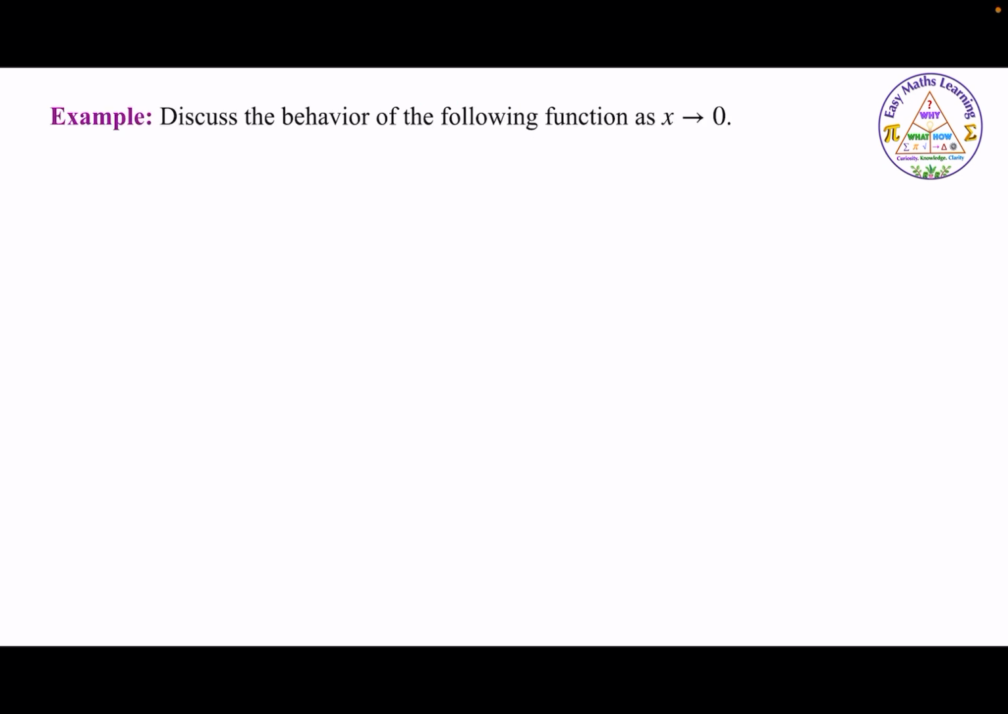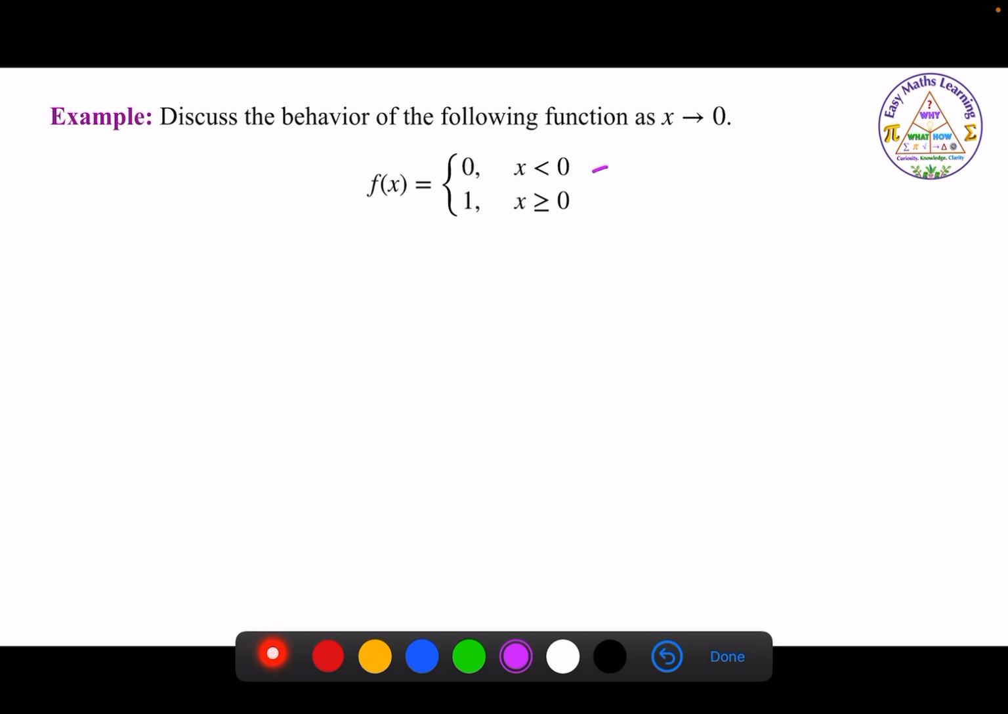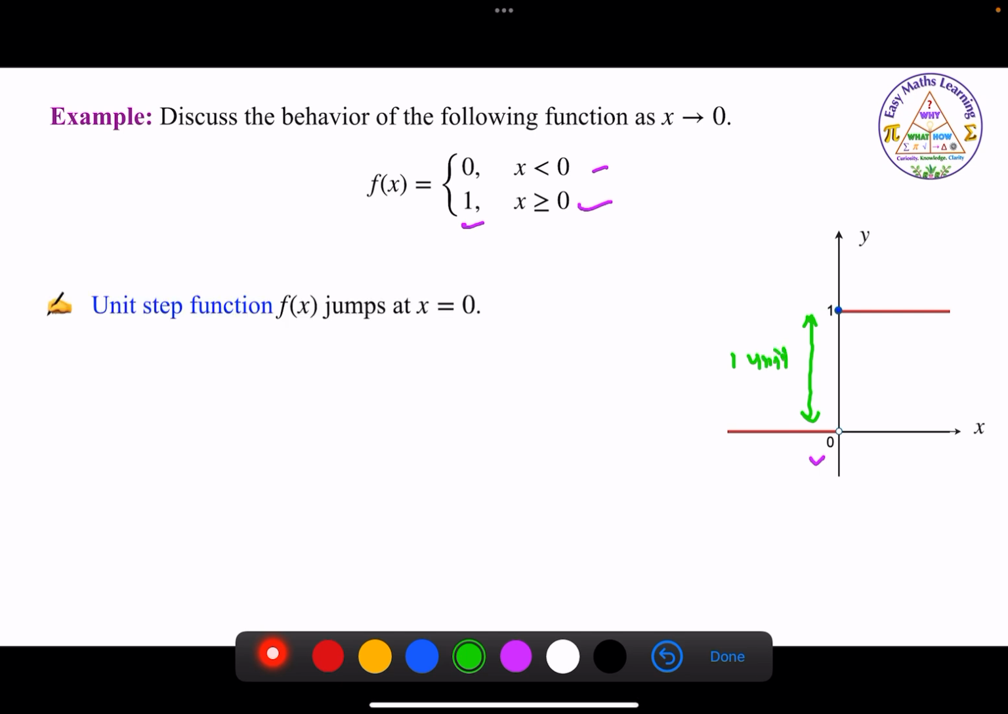Now let's take our first example. The function is defined as f(x) equal to 0 for x less than 0, and the function value is 1 if x is greater than or equal to 0. See the graph of this function. What happens at x equal to 0? Here you see the function jumps 1 unit at x equal to 0. So this function is called the unit step function.